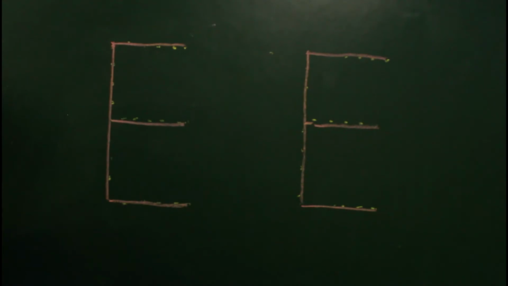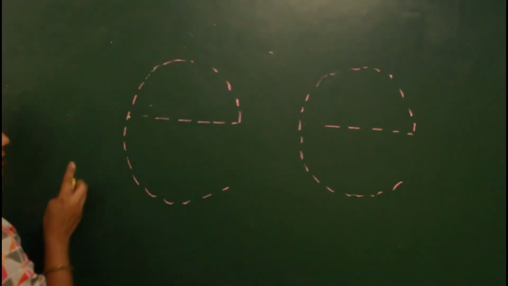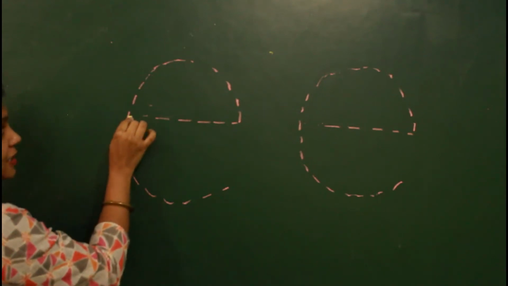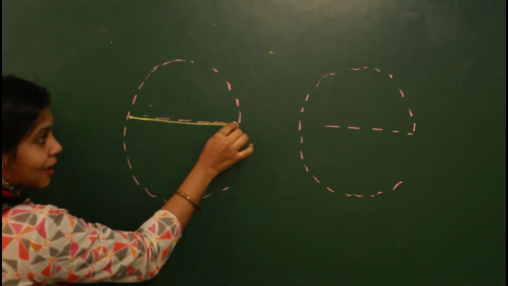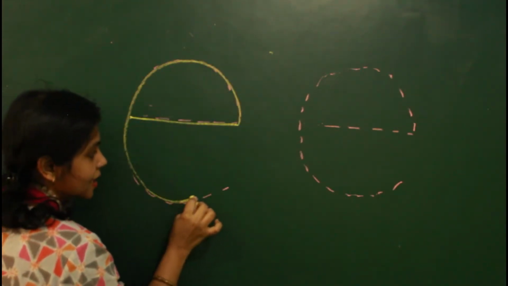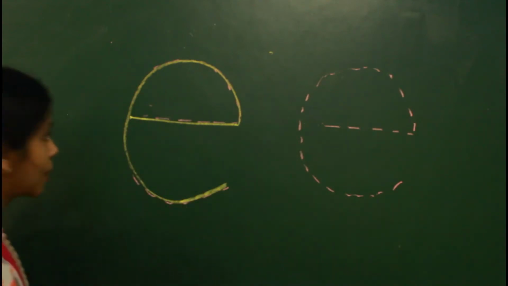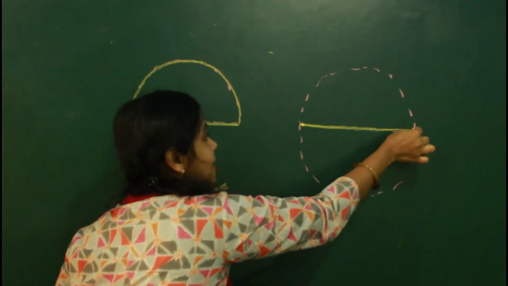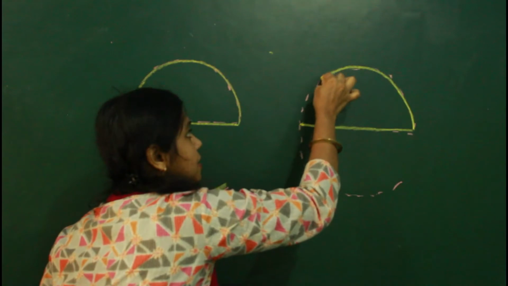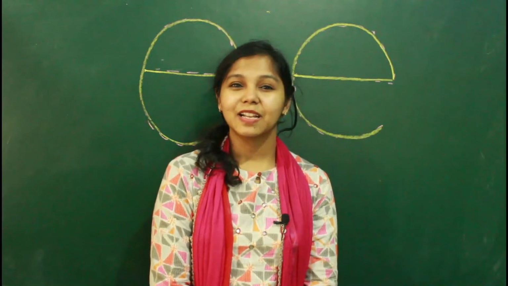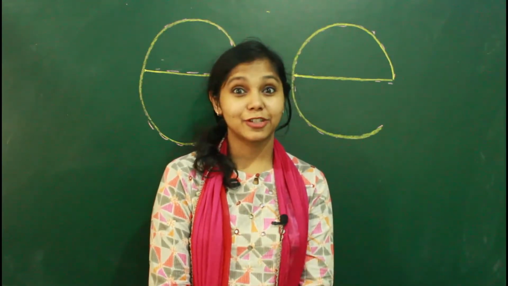Now let's see how to trace small E. Yes, so we have here small letter E. Now let's see how to trace small E. You have to start from here, sleeping line, then a right open curve makes small E. Now one more time, start from here, sleeping line, then right open curve, small E. Children, now let's do a small activity on letter E.